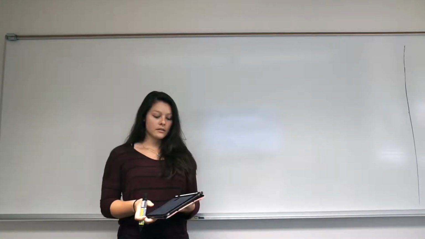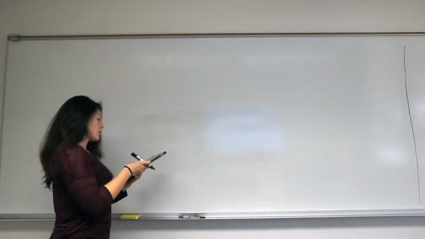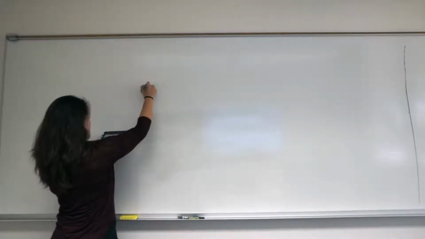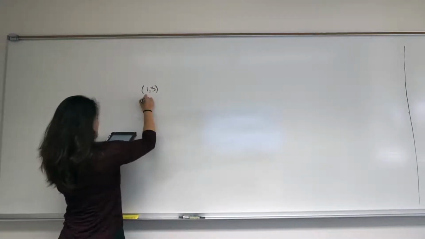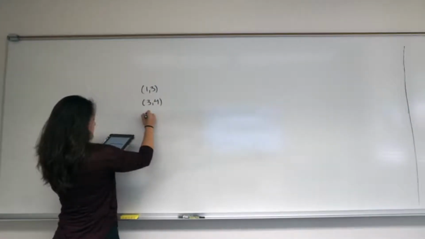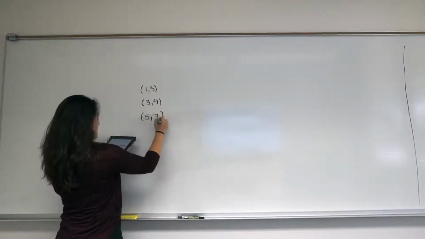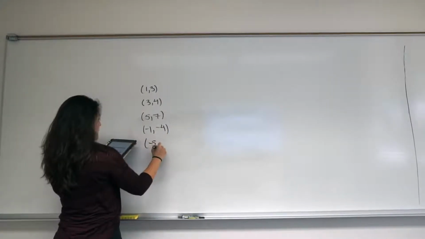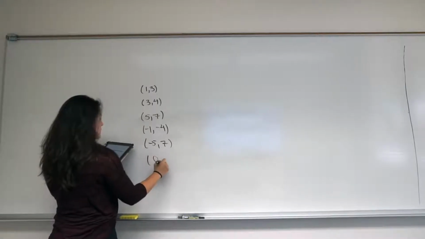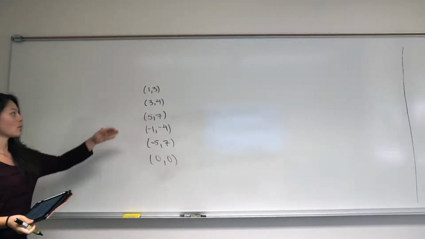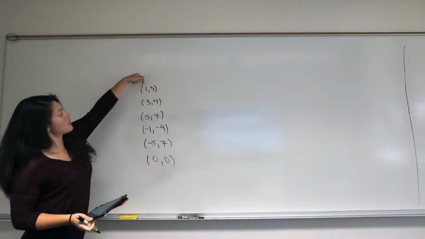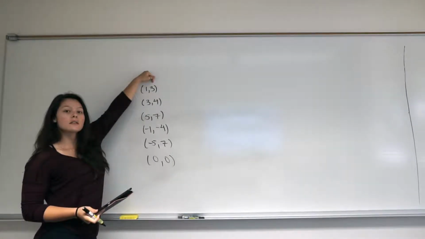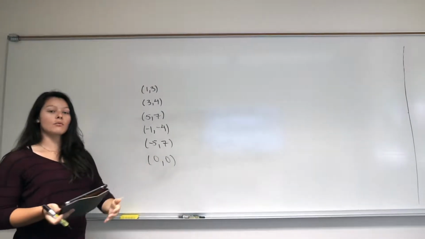of all outputs. So for example, if I give you a list of ordered pairs, say (1, 3), (3, 4), (5, 7), (-1, -4), (-5, 7), and (0, 0). Okay, so here's a list of ordered pairs where the first component, those are your inputs, and the second component, those are your outputs.